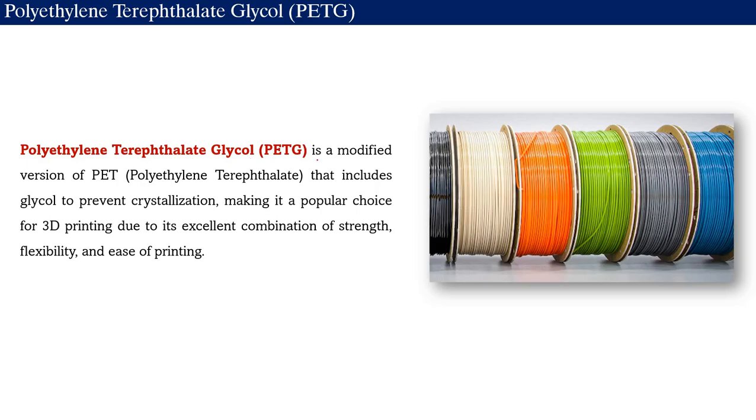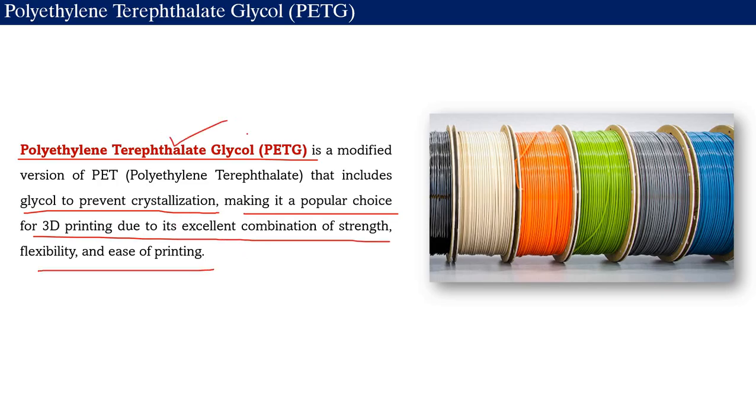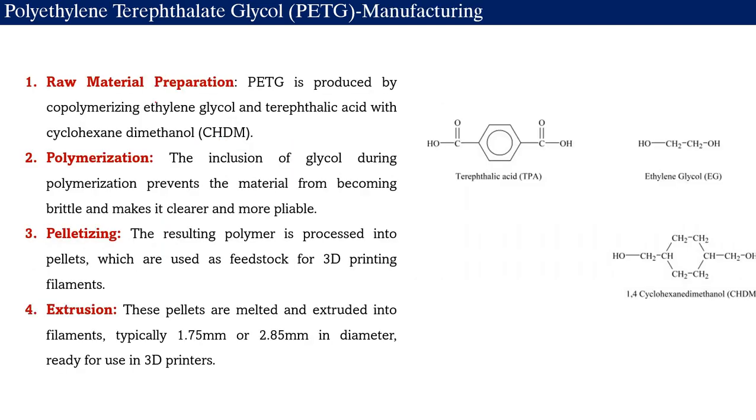Then the next filament material is PETG. This is called polyethylene terephthalate glycol. It is a modified version of polyethylene terephthalate that includes glycol to prevent crystallization, making it a popular choice for printing due to its excellent combination of strength, flexibility, and ease of printing. So PETG is another material that is used for 3D printing. Now, how is this formed? It is produced by copolymerizing ethylene glycol and terephthalic acid with cyclohexane dimethanol. So this is the combination of the three chemicals.